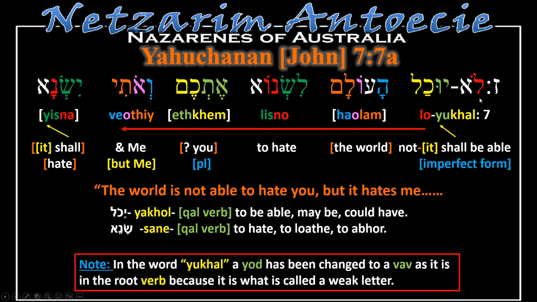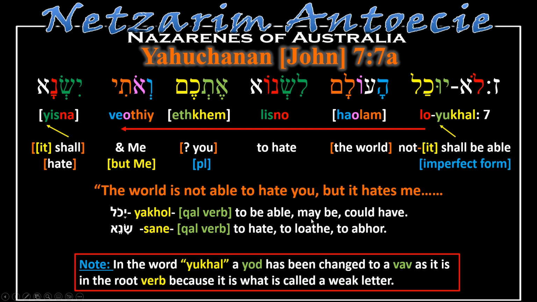And now we can read. Lo, not, you call, it shall be able. And the reason it's "it," not "he," is because we're talking about the world. Not it shall be able. Now, it's an imperfect form because it has a yod in front of it. But there's a note down here. Note, in the word yukal, the yod has been changed to a vav, as it is in the root verb. We saw it up here, yakol.